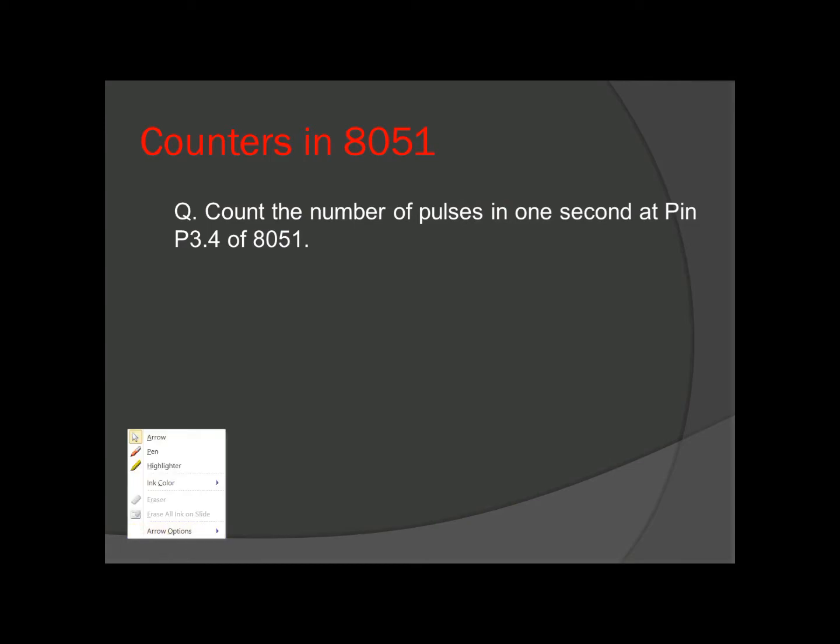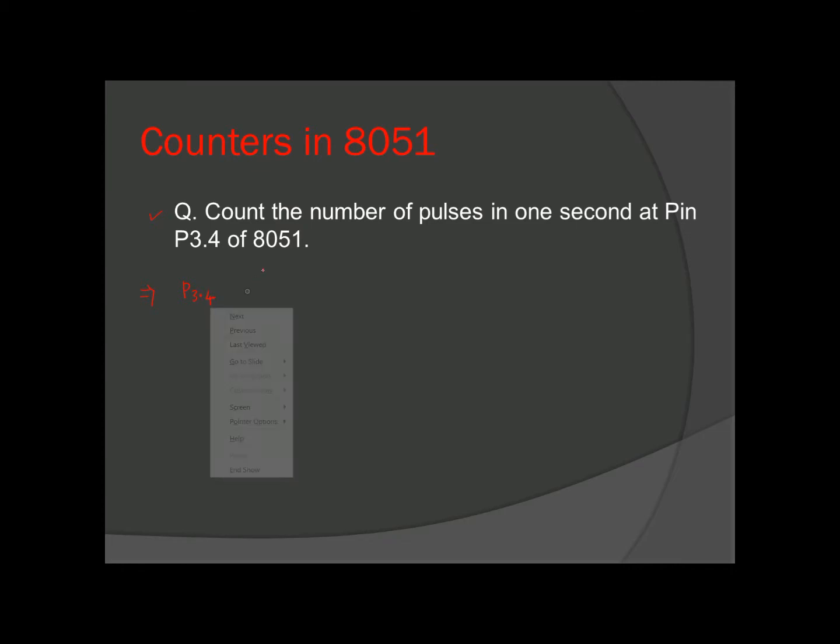So let's take an example in which we can explore the counters in 8051. The example says we want to count the number of pulses in 1 second at pin P3.4. The first thing to understand is that we want to count the number of pulses at pin P3.4. Now as we know, P3.4 corresponds to timer 0 or counter 0, so we need to use counter 0. Next, we want to count the number of pulses in 1 second.